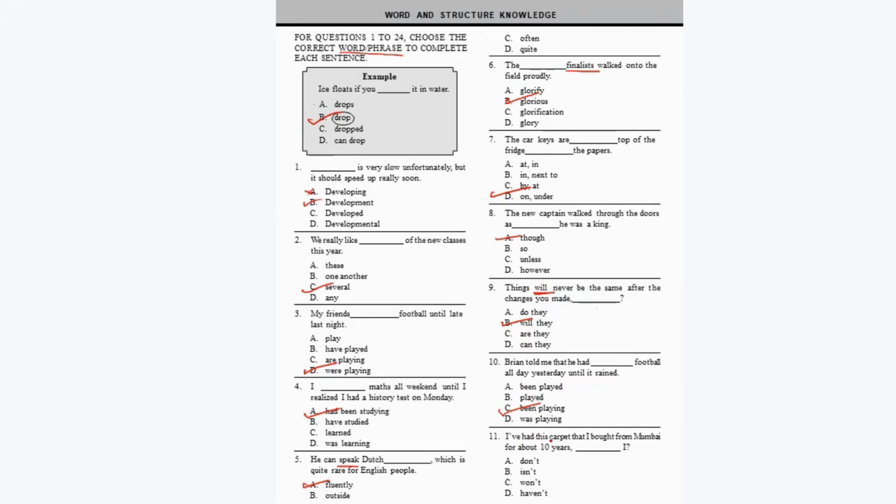Next, I have had this carpet that I bought from Mumbai for about 10 years, dash I. So here you need a question tag. This sentence is positive, so you need a negative question tag using the auxiliary that is present in the sentence. Here we have "have" as the auxiliary. So form the negative question tag using the same auxiliary. So it should be haven't I.